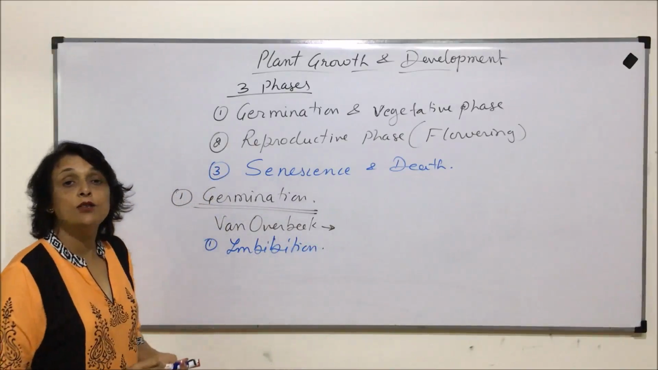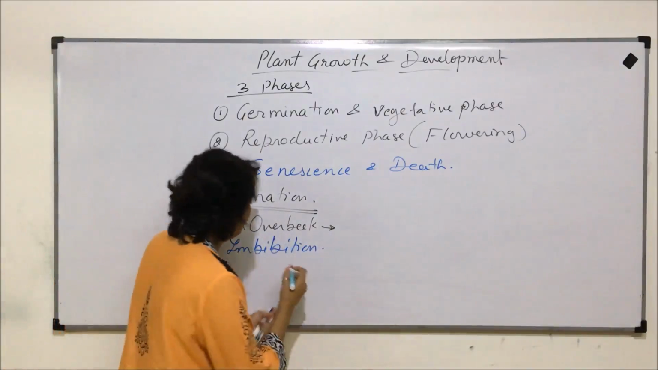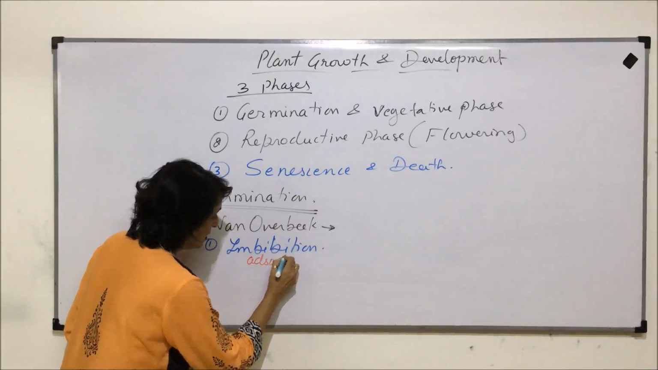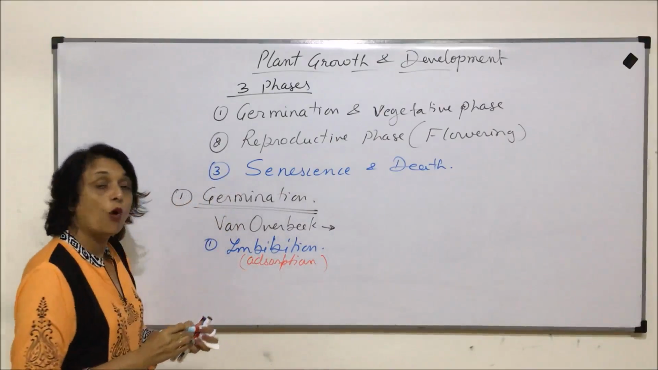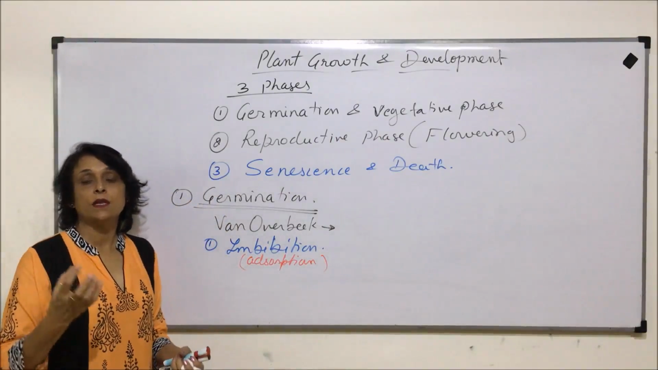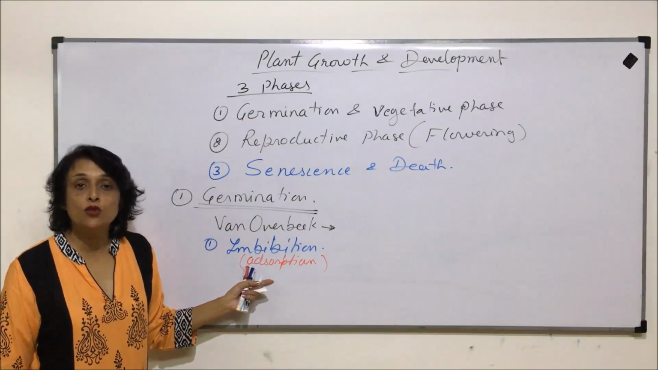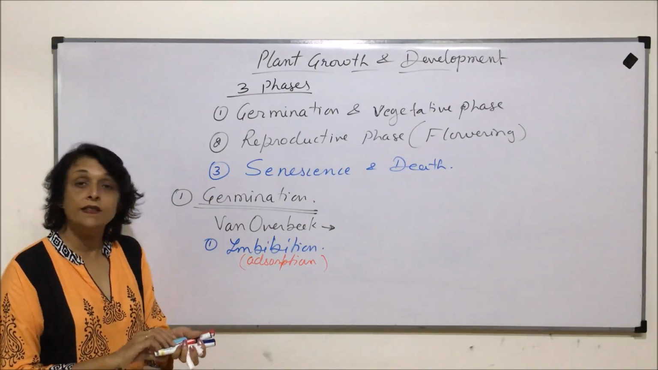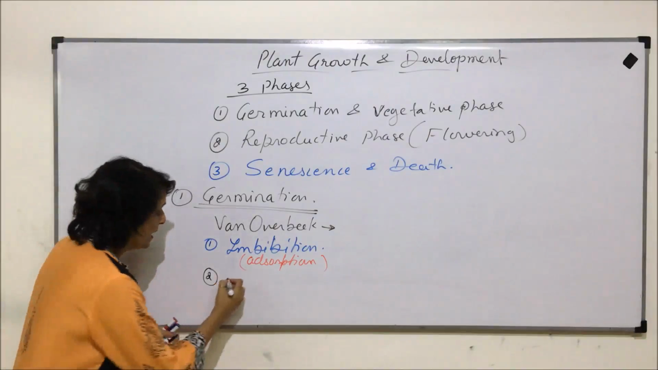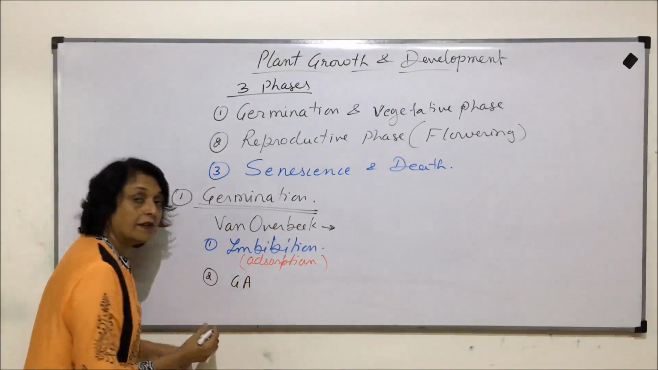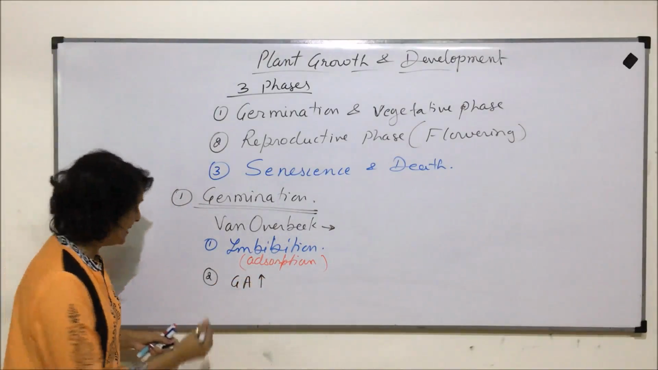Imbibition is adsorption of water. It is not absorption, adsorption of water. So this water comes into the cell, into the seed, and gets adsorbed on the surface of the cells. After this, when water gets imbibed, gibberellin secretion or concentration increases. So now there would be a gibberellin increase.